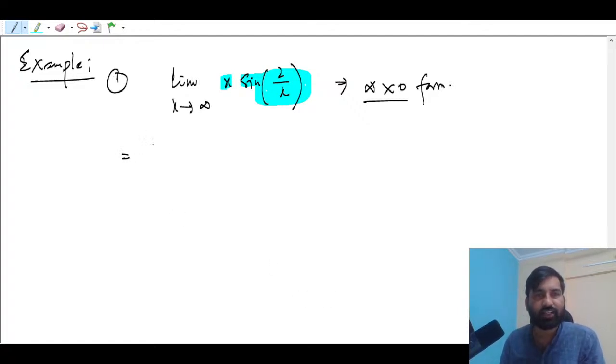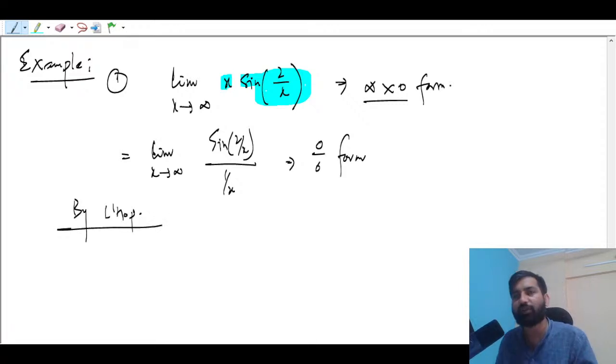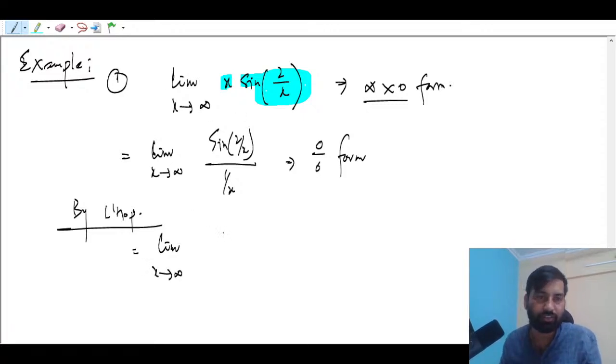So what you can write this as limit: 0 by 0 form we can do. So sine 2 by x you can keep up, and x you can take down as 1 by x. So now it is nothing but a 0 by 0 form. Now we can apply L'Hop. What is L'Hop, guys? You have to differentiate the numerator, and the denominator. So you can differentiate now.